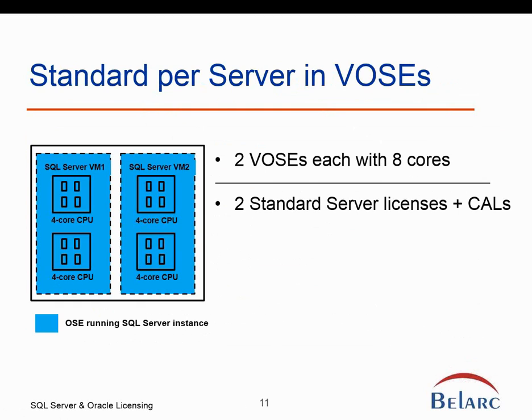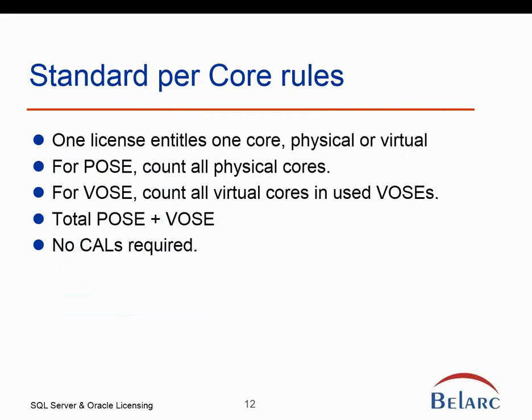And here's the other kind of common environment that you would be running SQL Server in, and that is on virtual machines, or VOSEs. So in this example, we have the same physical server we had before, and we've installed 2 virtual machines. They're each configured identically, so each one has 8 cores out of the 16 that are total on the physical machine. But again, the cores don't matter. It's just that you have 2 operating system environments here running SQL Server. Therefore, you have to have 2 standard licenses.